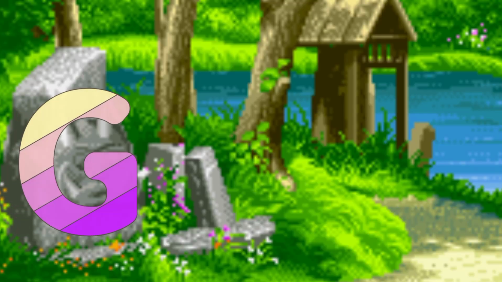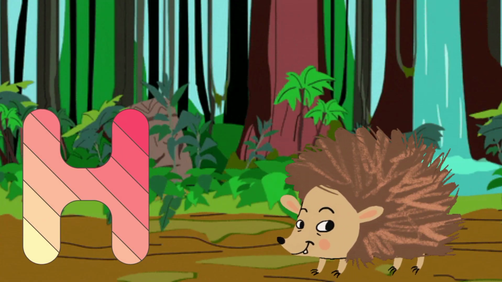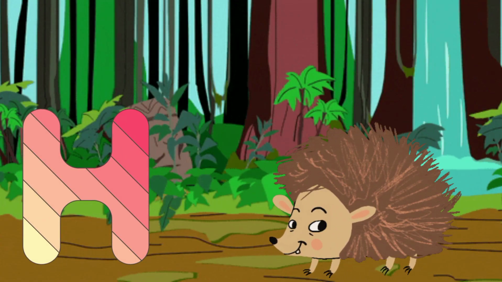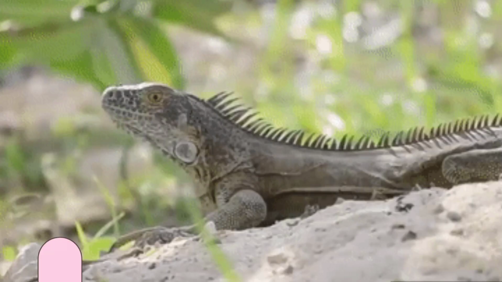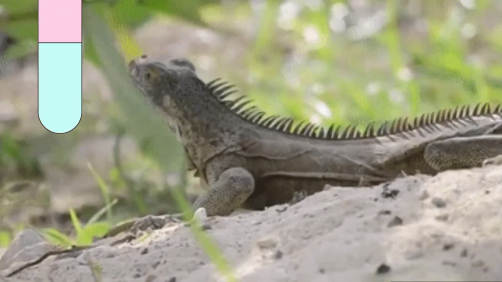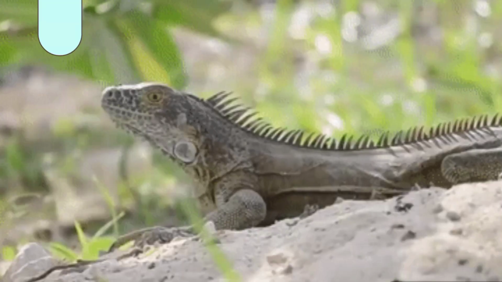G is for goat, g, g, goat. G is for goat, g, g, g. H is for hedgehog, h, h, hedgehog. H is for hedgehog, h, h, h. I is for iguana, i, i, iguana. I is for iguana, i, i, i.